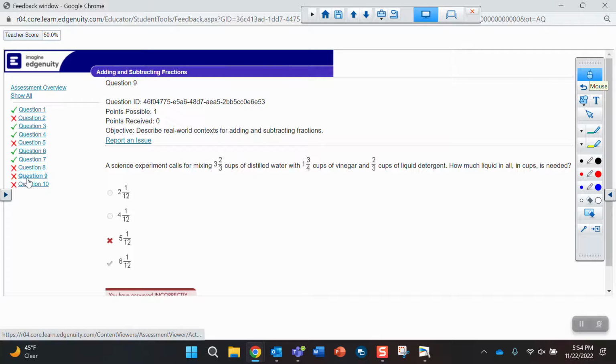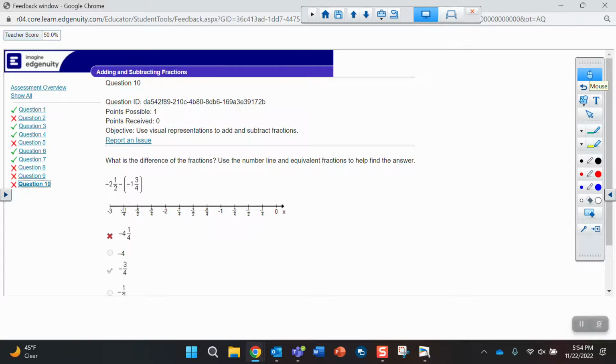We already worked out 9 in one of your earlier quizzes, and we already worked out 10. So hopefully that helps. Basically, again, with fractions, you've got to make sure we're getting a common denominator.